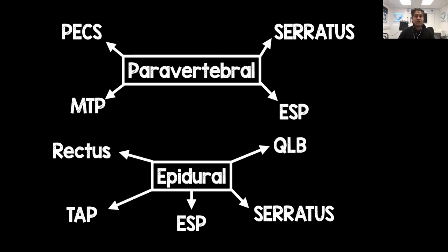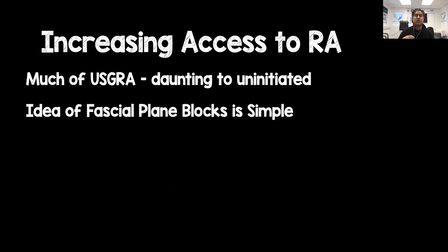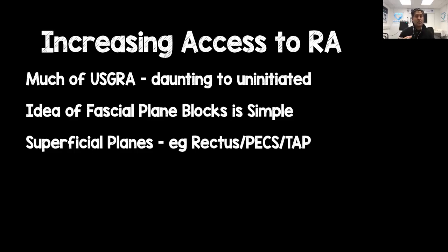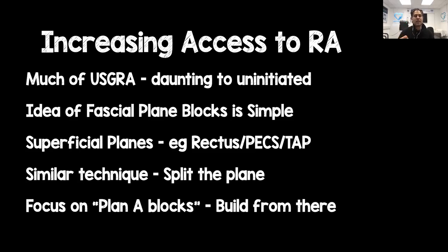So there are a whole host of potential ways that we can use these techniques, and certainly fascial plane blocks give us options. They also increase access to regional anaesthesia. Much of ultrasound guided regional anaesthesia is daunting to the uninitiated. We're not all experts. The whole concept of fascial plane blocks is simple. We've got superficial planes such as rectus sheath, the PECS, and the TAP block. And a lot of them share a similar technique in terms of splitting a plane with local anaesthetic. And once you've got your eye in, you can try to replicate that.